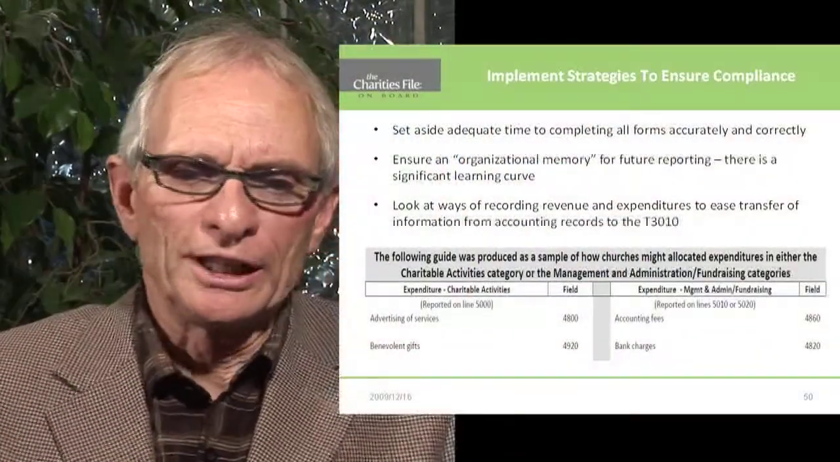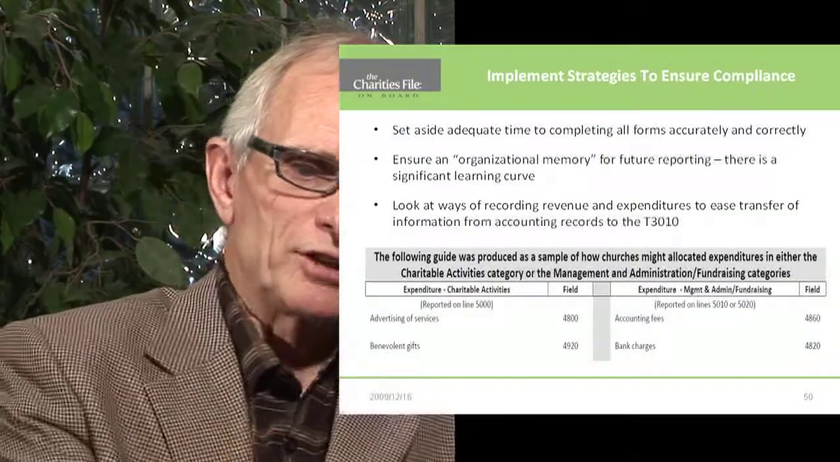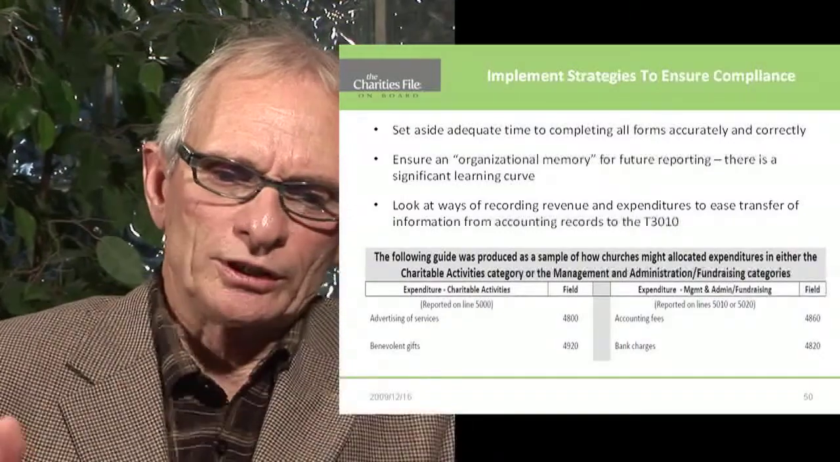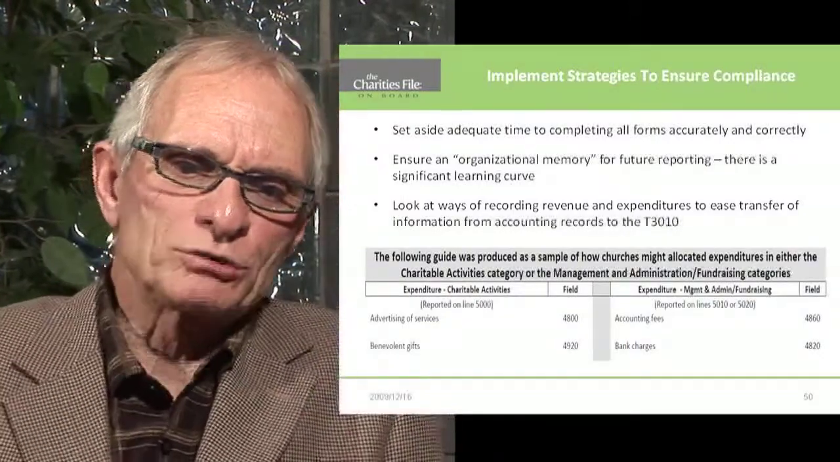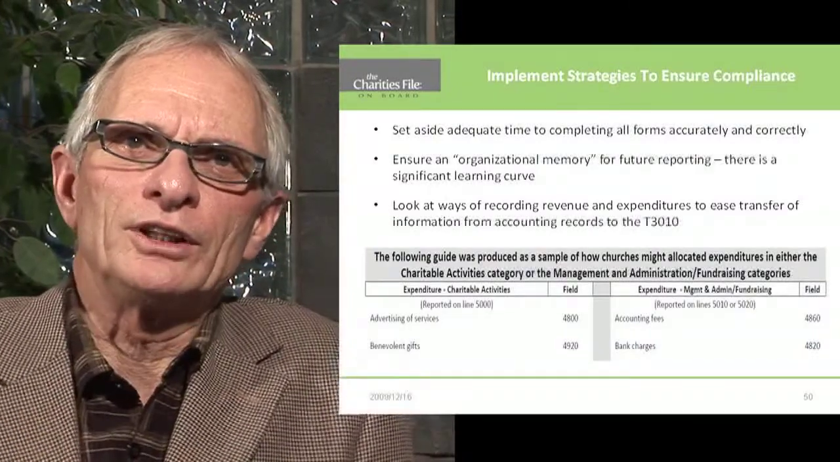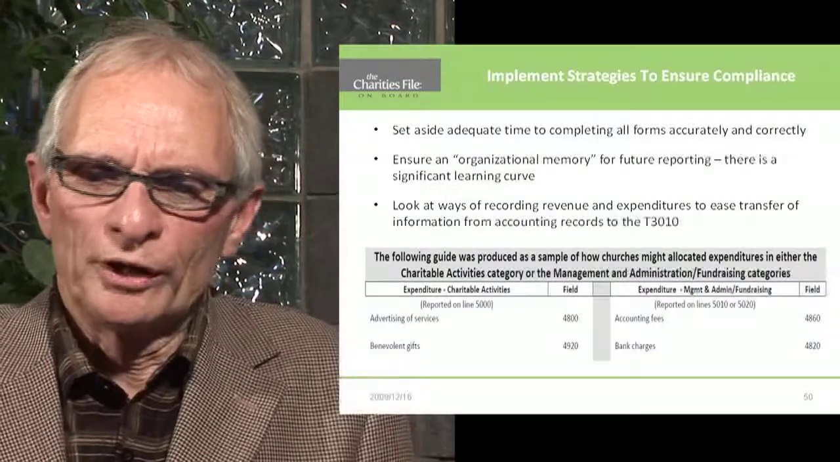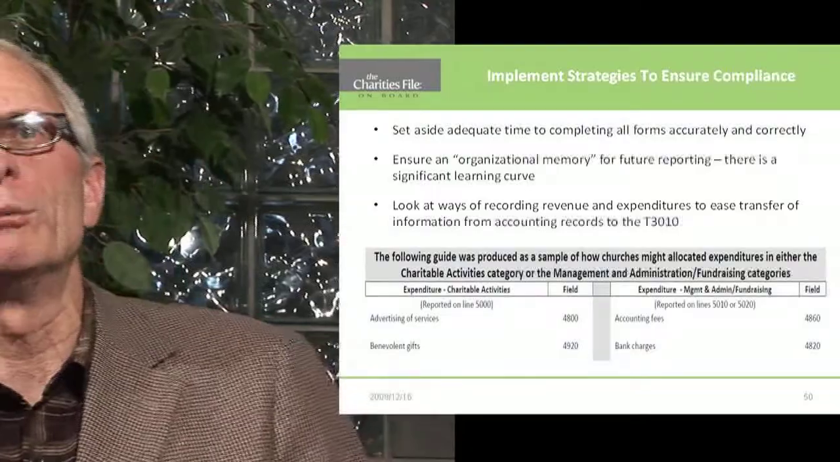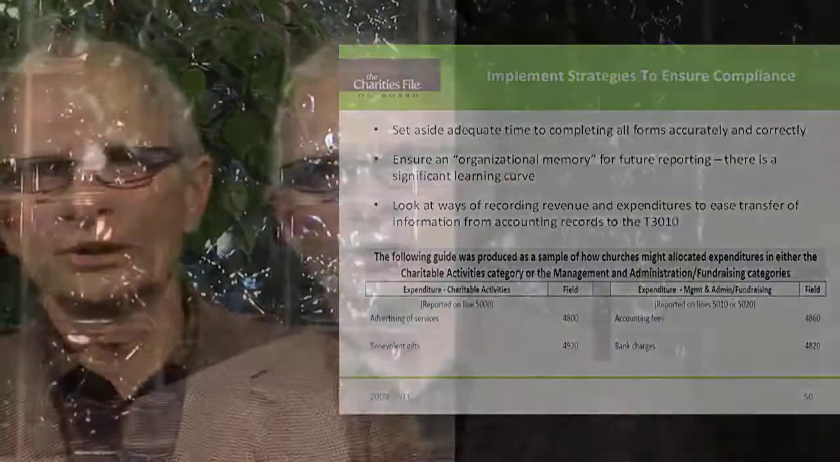So for example, on the chart on the bottom, this relates to a church. If you're looking at advertisement of services, then this church has identified that it goes under field 4800 and it's reported on the charitable activities side of the expenditures, whereas the accounting fees would go under line 4860 and would be reported under the management section. So it's really important to line these up ahead of time, and then this becomes a template for simply transferring the numbers over into the 3010 process.